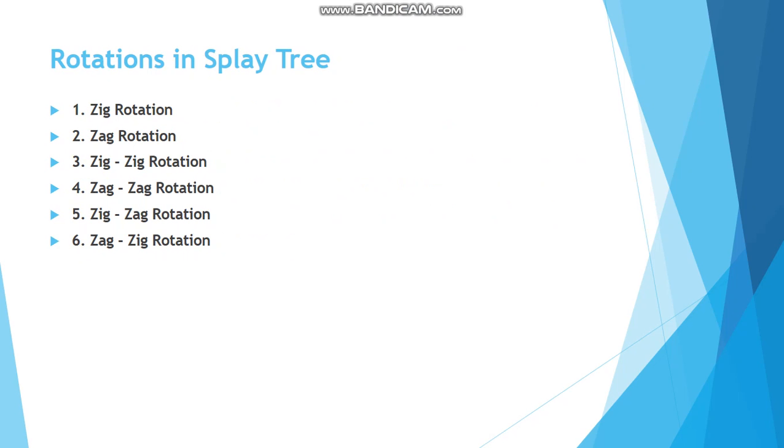To splay any element, there are 6 rotations. We have zig rotation, zag rotation, zig-zig rotation, zag-zag rotation, zig-zag rotation, and zag-zig rotation.